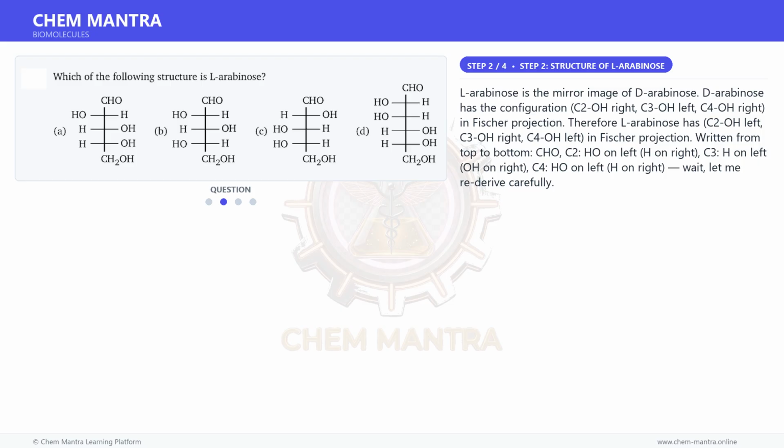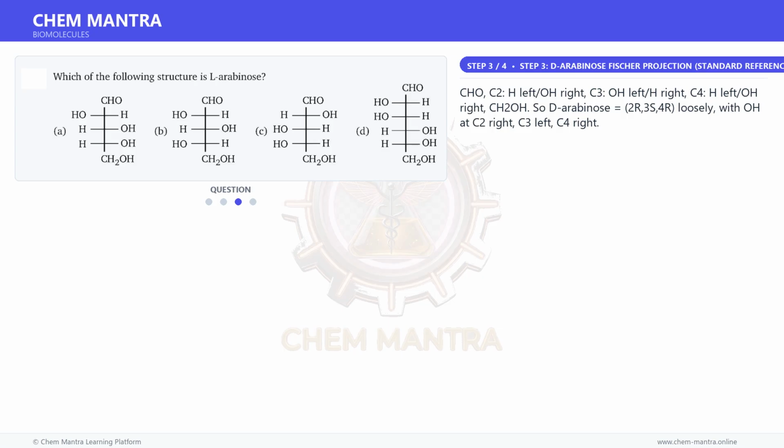Written from top to bottom, show C2 O on left, H on right, C3 H on left, O on right, C4 O on left, H on right. Wait, let me rederive carefully. Moving on to the next step. Show C2 H left, OH right, C3 OH left, H right, C4 H left, OH right, CH2OH.